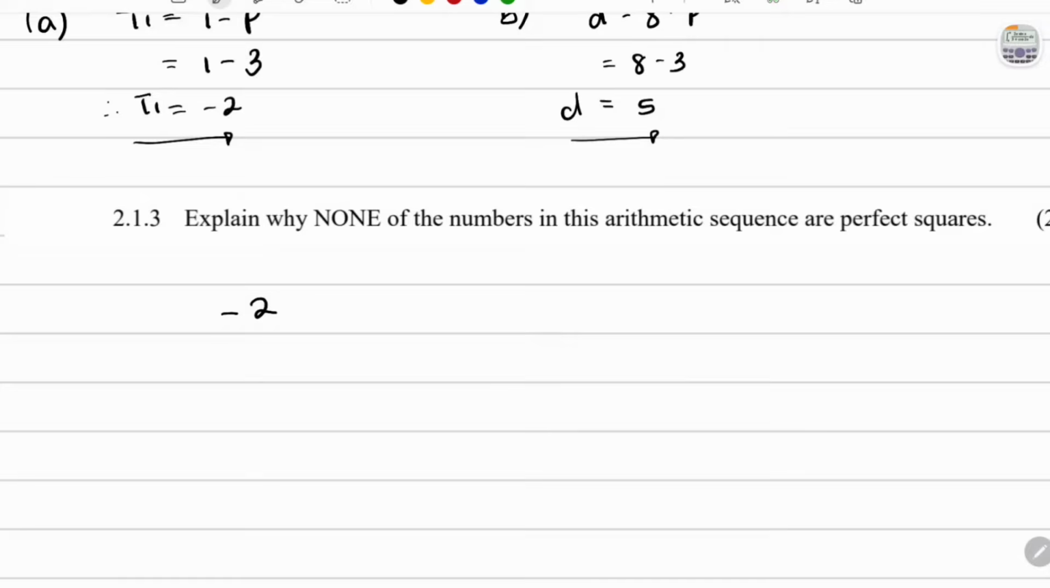So we just keep adding 5 to get the next term, right? If you add 5 here, negative 2 plus 5, you're going to get 3. And then again, add 5, then we get 8. And then keep adding 5. Let me just write the next term. So again, plus 5, we're going to get 13. And then again, we get 18, then 23, then 28.